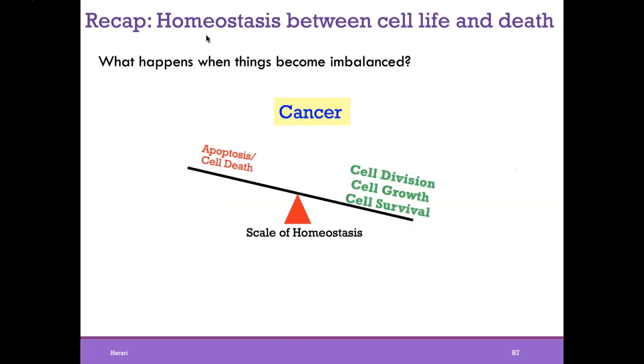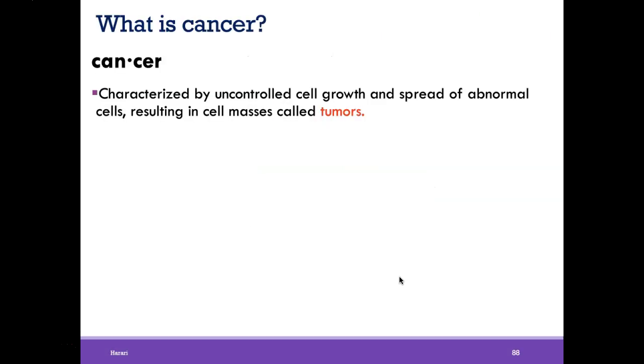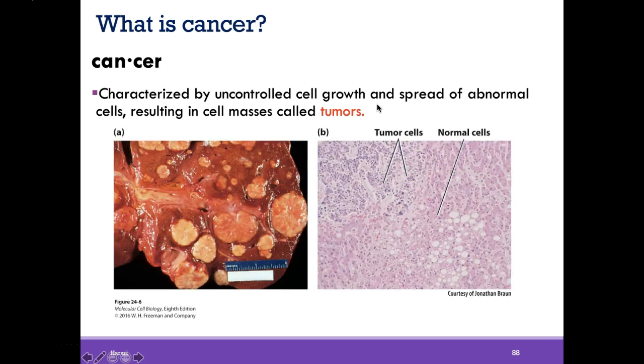So, to recap, we said cancer results when things become imbalanced, when there's too much cell division, growth, and survival, and not enough apoptosis and cell death. Then things become imbalanced, and cell growth becomes uncontrolled. So cancer is characterized by uncontrolled cell growth and spread of abnormal cells that may result in cell masses called tumors. The key word here is uncontrolled. Cancer is when cell division gets out of control. So that's the biggest distinction.